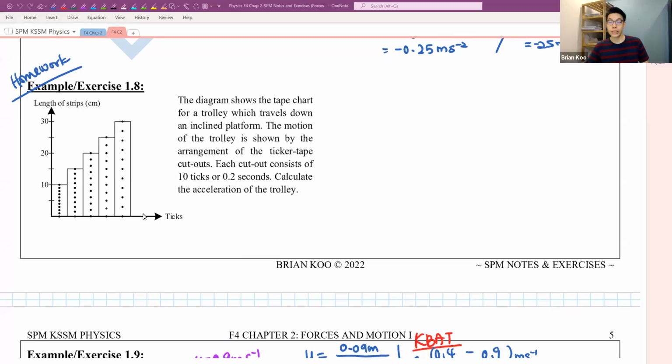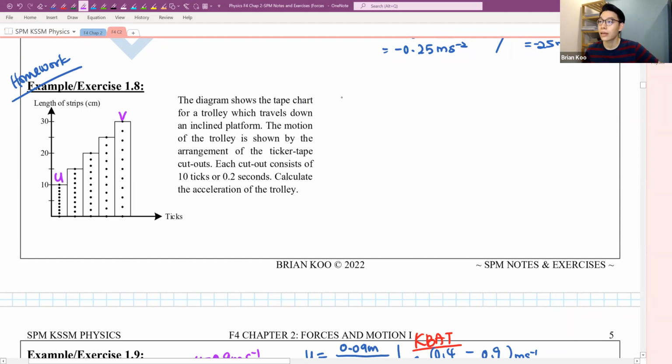We'll go through some of the homework questions first that I asked you to try yourself. 1.8. Okay, calculate the acceleration. I think this one is not a difficult one, so very quick. We have U here, V here. I hope you have tried now, U and V.